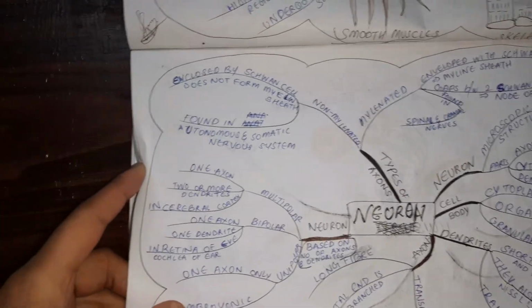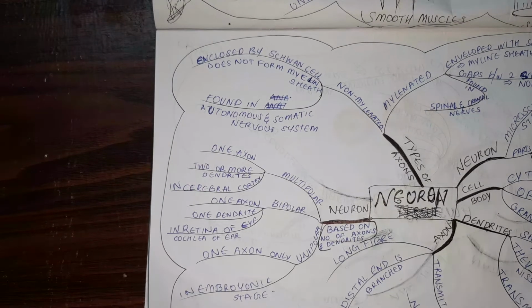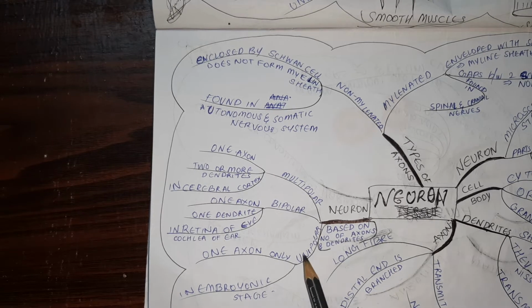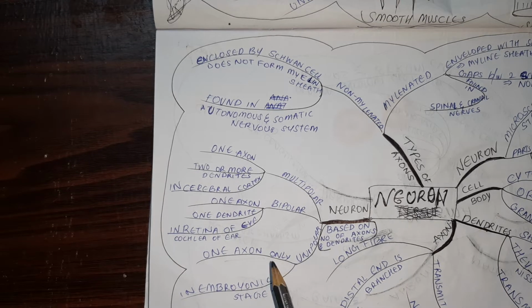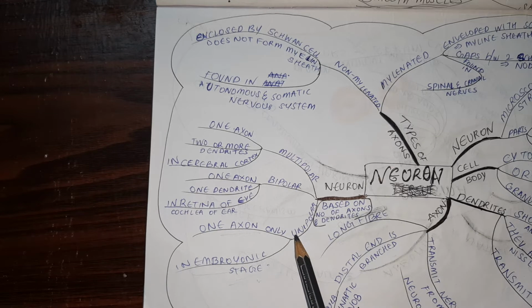Now let's talk about neurons based on the number of axons and dendrites. Based on the number of axons and dendrites, the neuron can be multipolar, bipolar, or unipolar. Unipolar means only one pole, that means only one axon, no dendrites. This is seen in embryonic stages. Embryos basically have this kind of neuron, which is the unipolar neuron. They do not have any dendrites, only one axon.